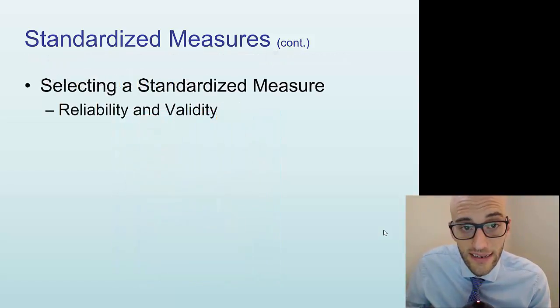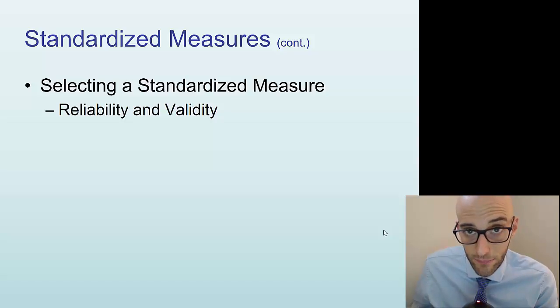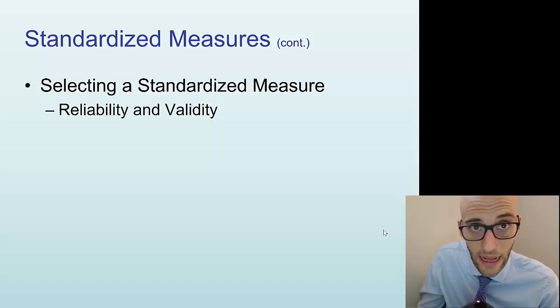So when it comes to selecting a standardized measure, again, we want to think about the reliability and validity of the measure, which should be published within the article itself. When you're pulling up a standardized measure, if it is standardized, that means it's been peer reviewed, and there have been processes to ensure that it's actually an accurate measure of what it's proposing to measure. The reliability and validity of that measure should be published within the tool itself.